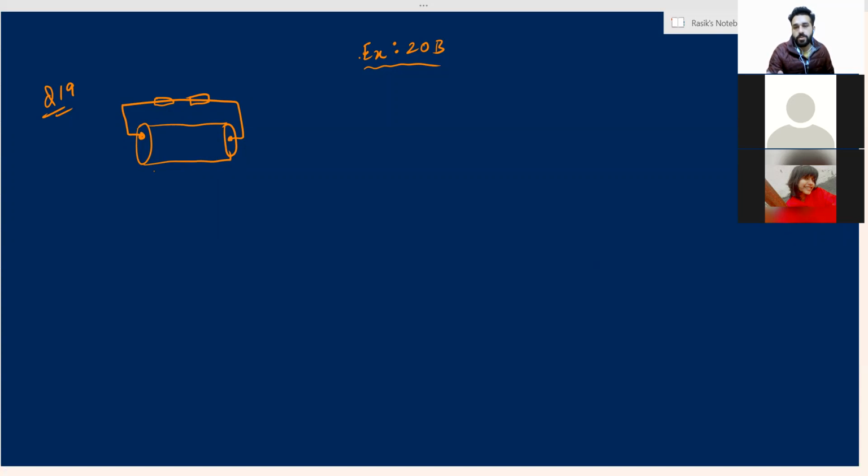Some road rollers can be used manually also, and some are automobile kind of road rollers. Tractor kind of thing you must have seen. So some are like this also.